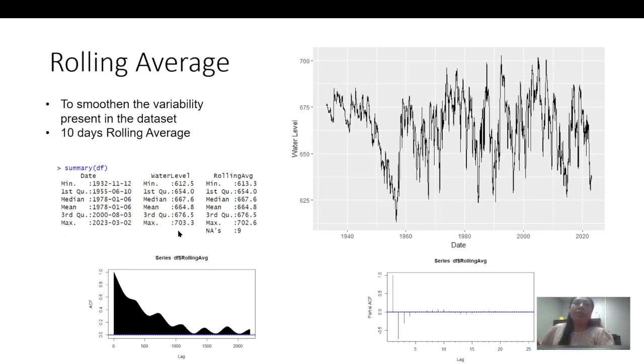But if you see that the rolling average has 9 non-available data, that is, the first 9 data are set to 0, and then the first 10th data is the mean of the first 10 data. So we can see the trend has been preserved, the nature of the data, the autocorrelation and the partial correlation has also been preserved by the rolling average.